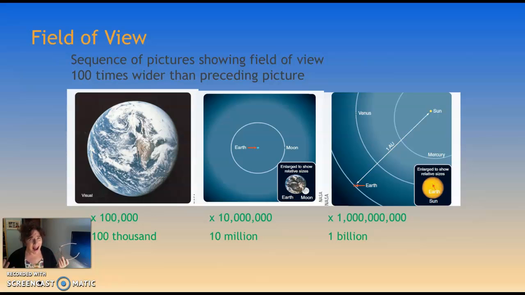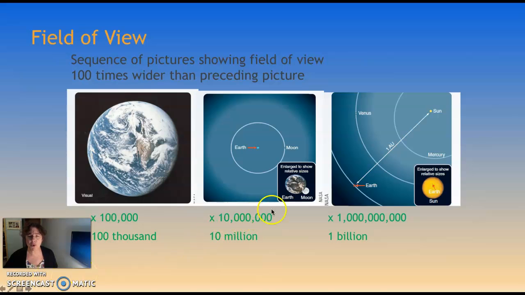Now we're looking at 10 million times that area of the park bench. So we're basically looking at something like 10 million park benches. Really big numbers that we're talking about. Pretty indefinable. And let's keep going.